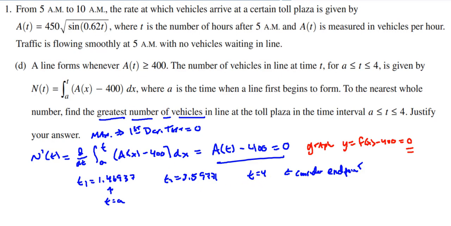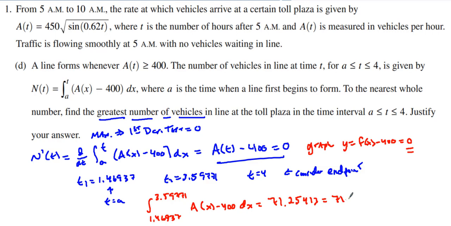Well, if we take a look at the integral from time equals 1.46937 to 3.59771 of A of x minus 400 dx, we end up getting 71.25413. And this means 71 cars. This is our maximum time here. This is our maximum, or greatest number of vehicles.